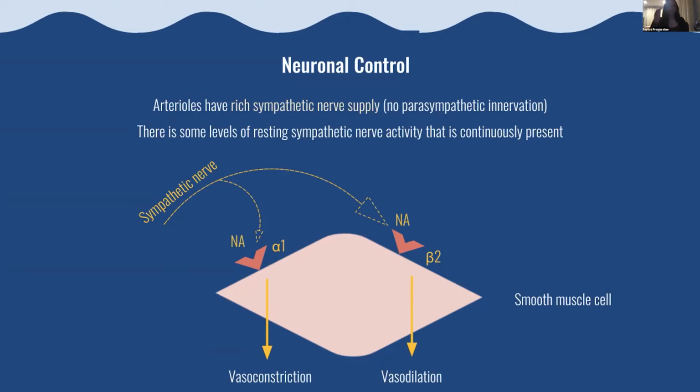Whereas if a sympathetic nerve releases noradrenaline and that reacts with beta-2, that's going to cause the smooth muscle to relax and the vasodilation of the arteriole.